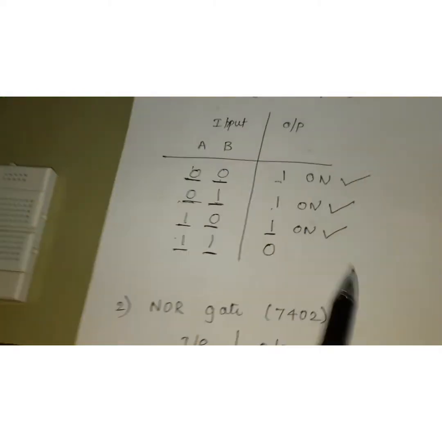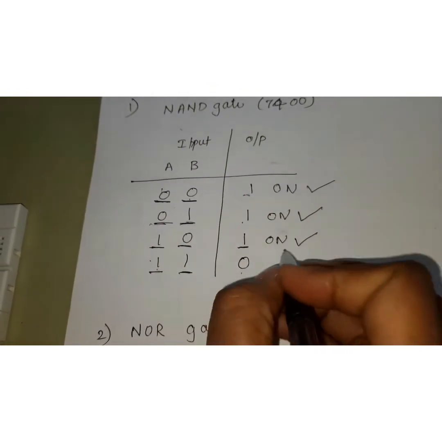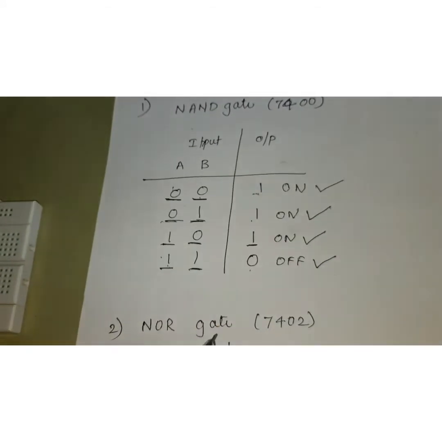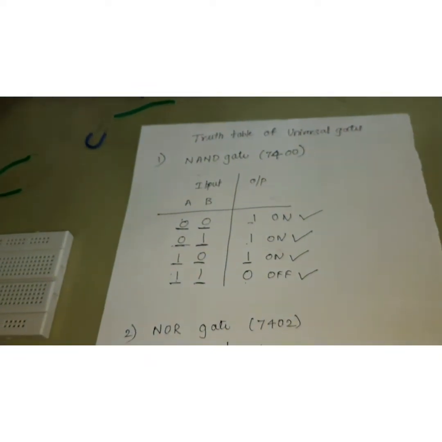So theoretically when A is 1, B is 1, output should be 0 and LED is off. So hence verified. So we have verified the truth table of NAND gate.